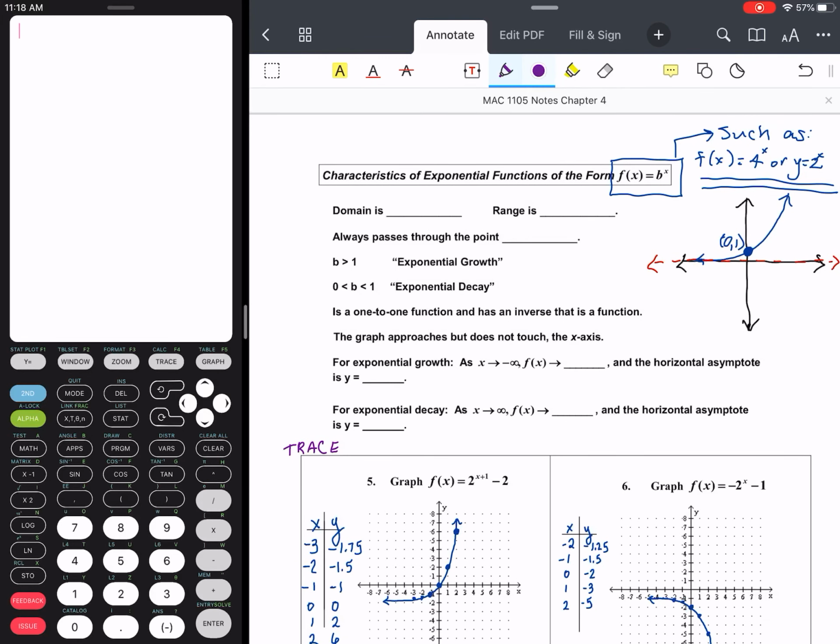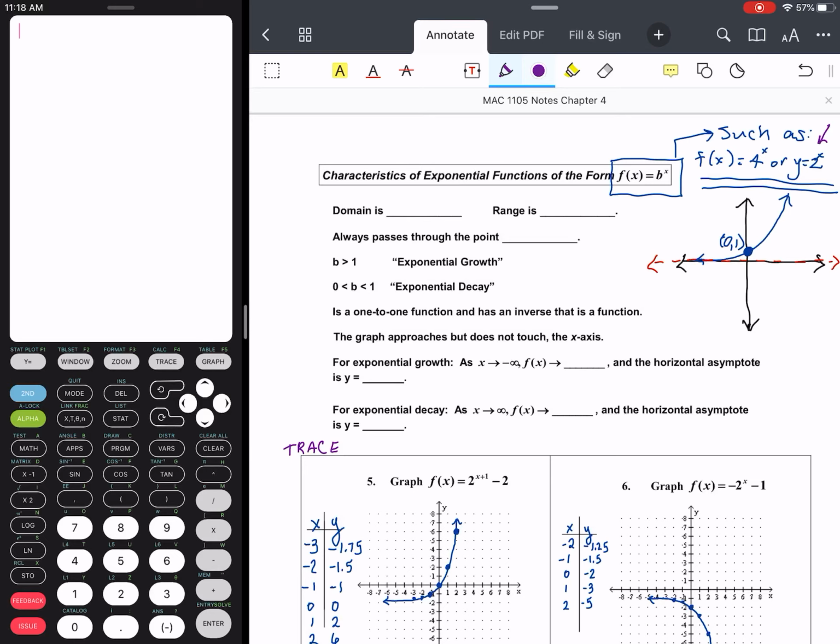In this video, we'll talk about characteristics of exponential functions. So the basic form is f of x equals base b raised to the power x. Examples of this would be f of x equals 4 to the x, or y equals 2 to the power x.